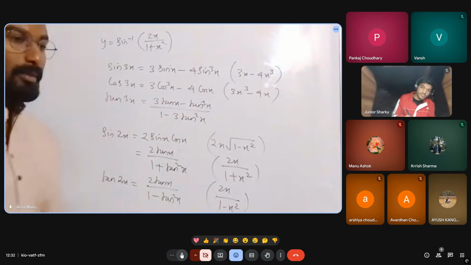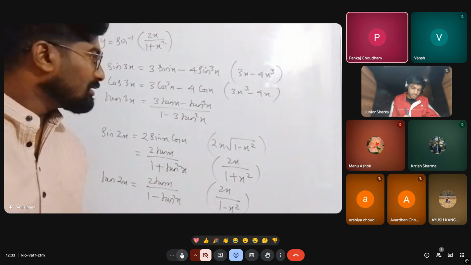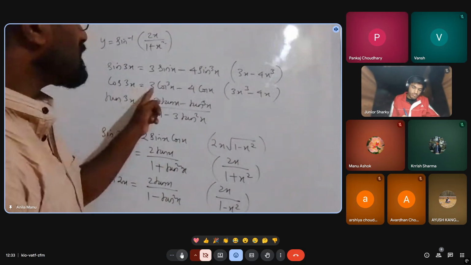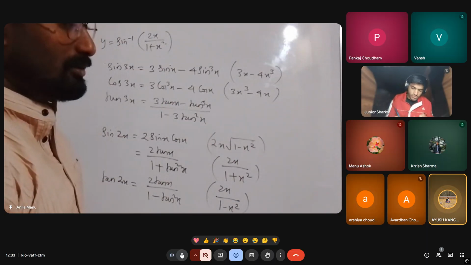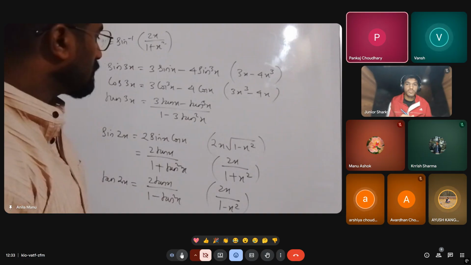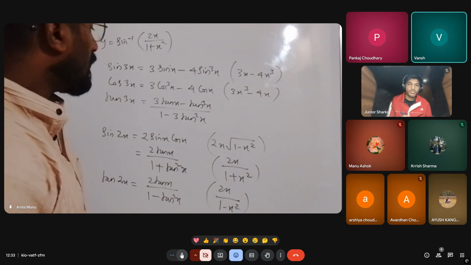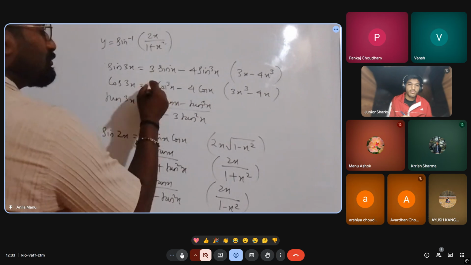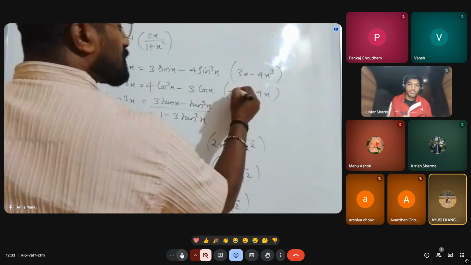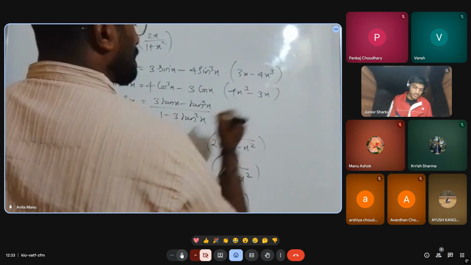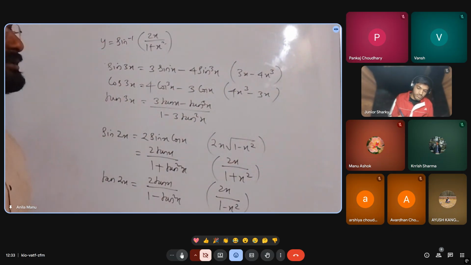Hello? Yeah. Sir, Pankaj? Cos 3x properties, once again check. Cos 3x, 3 cos cube x minus 4 cos x. Sir, it is 4 cos cube x minus 3 cos x. Sorry, yeah, correct. 4 cos cube x minus 3 cos x. So 4x cube minus 3x, right?